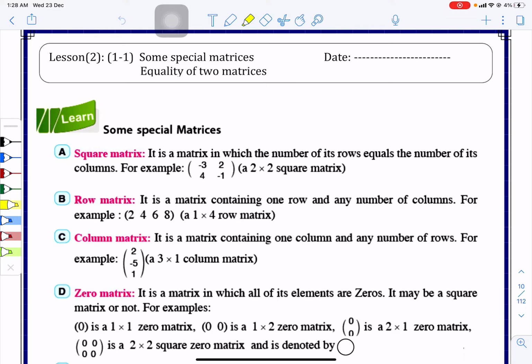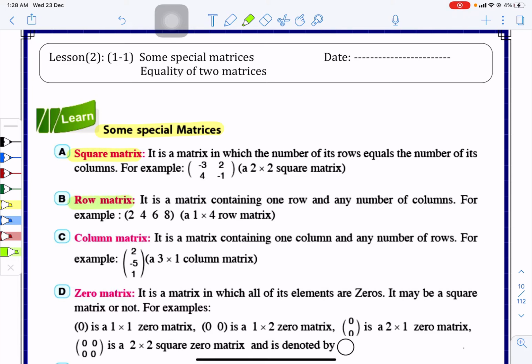We know that matrices consist of rows and columns. Then some special matrices. First, square matrices. The square matrix is a matrix in which the number of columns equals the number of rows, like a matrix of order 2 by 2.